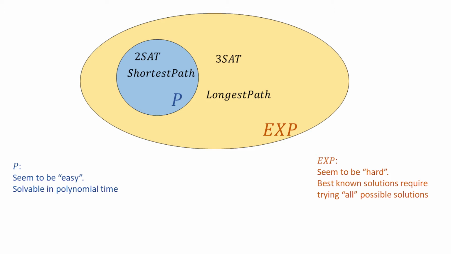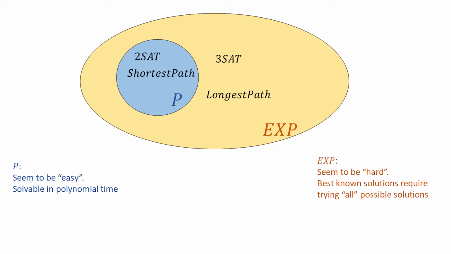So something to point out about the relationship between these two classes, P and EXP, we definitely know that P is a proper subset of EXP. So we know that there are some problems that can be solved in exponential time that absolutely cannot be solved in polynomial time. However, three-sat and longest path specifically, we actually don't know if those are an example of such a problem. So we don't know if three-sat or longest path absolutely require exponential time, or if there is some way of solving them in polynomial time.